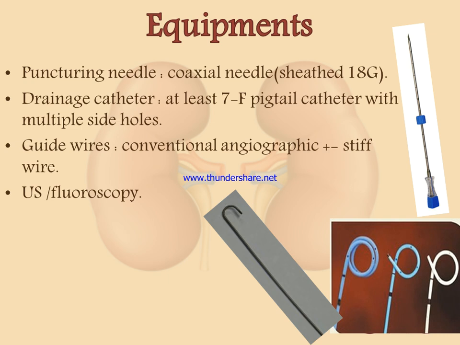We use equipment for the procedure like a puncture needle, which is a coaxial needle, 18 gauge, and a drainage catheter, which is at least a 7 French pigtail catheter with multiple side holes. The guide wire is a conventional angiography stiff wire. For guidance, we use an ultrasound machine or a fluoroscopy machine.